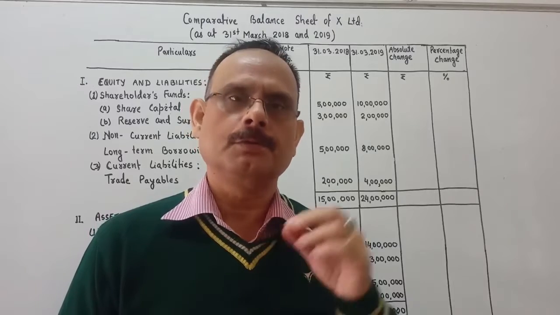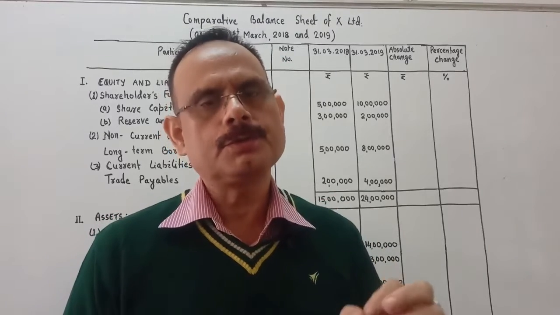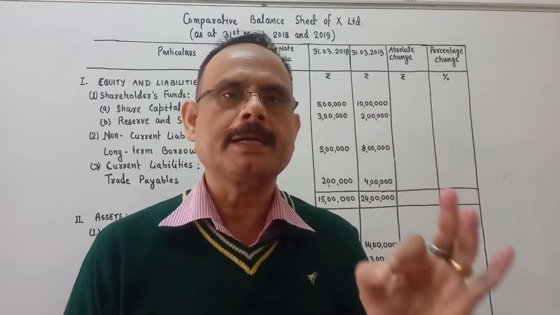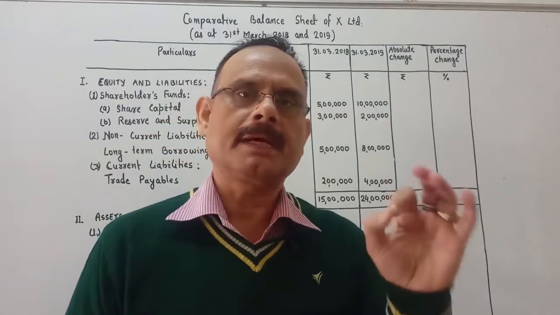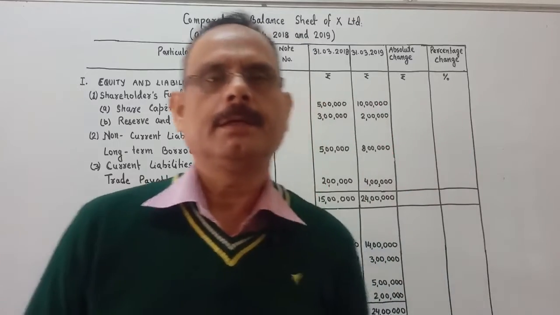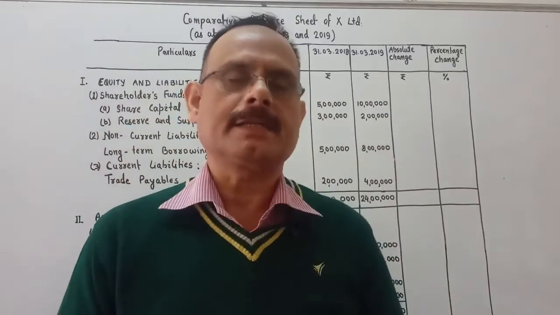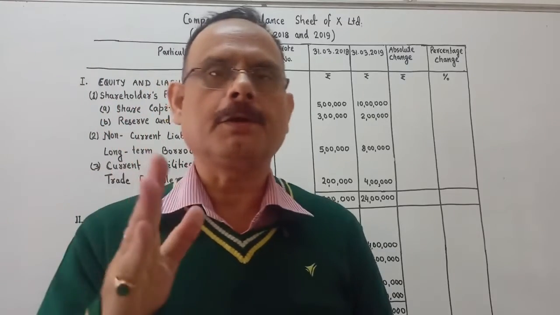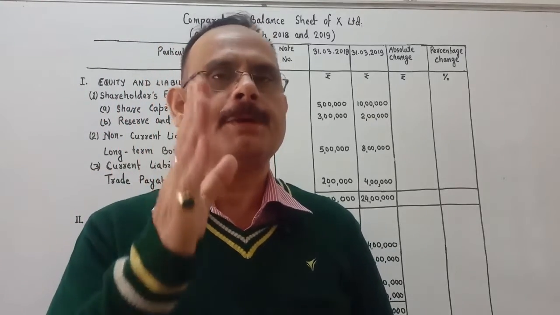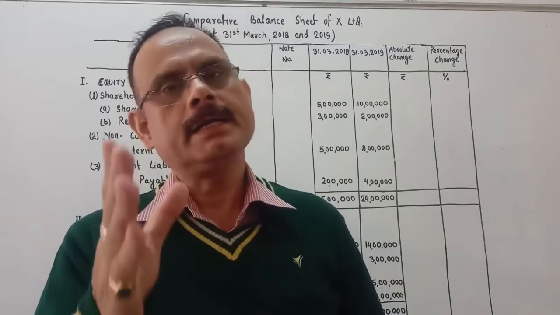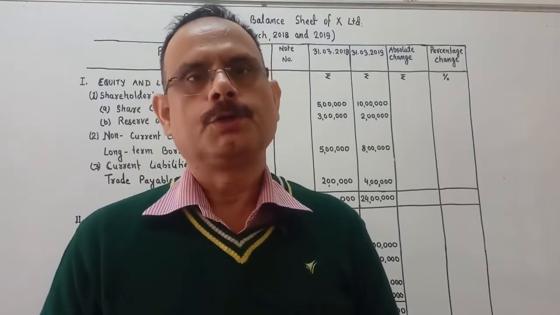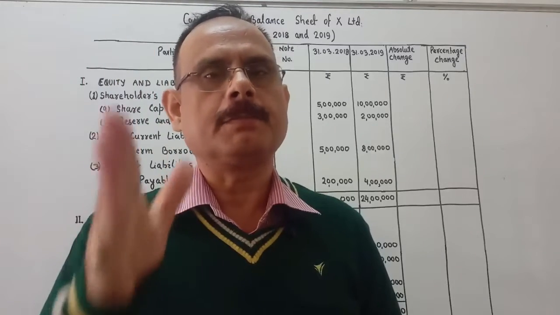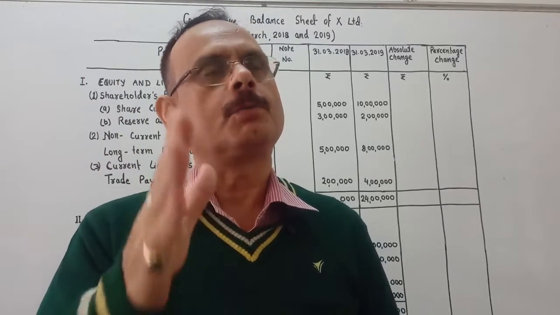Here the first tool we are going to use is comparative income statement and comparative balance sheet, meaning comparative statement. Here we will do the comparison of 2 years or more than 2 years' figures of the income statement, meaning statement of profit and loss, and balance sheet. 2 consecutive years' information will be taken from the balance sheet, 2 or more years.